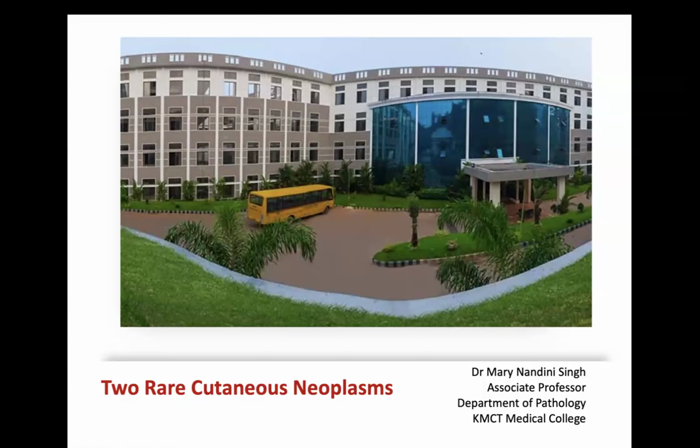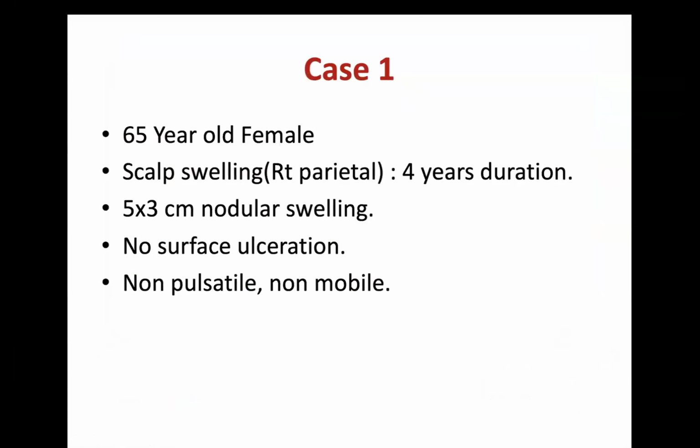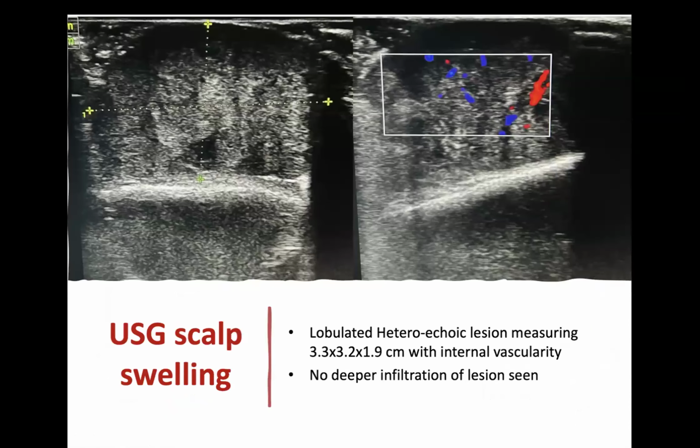Good afternoon, everybody. Myself, Dr. Nandini Singh from KMCT, presenting two rare cutaneous neoplasms. The first case is a 65-year-old female with a scalp swelling, and the skin did not show any ulceration. It was of 4 years duration. Ultrasound of the scalp showed a lobulated heteroechoic lesion with some focal vascularity. No deeper infiltration of the lesion was seen into the skull.